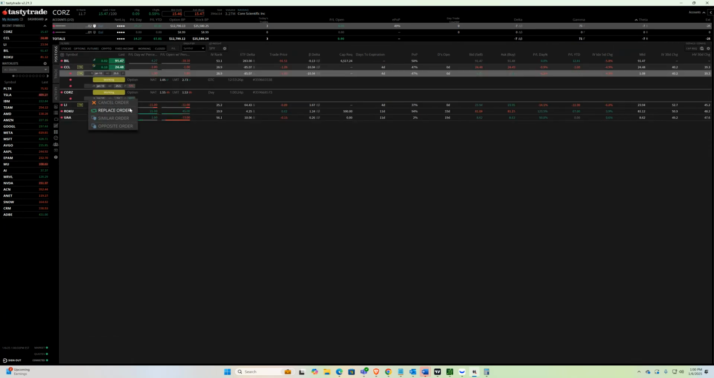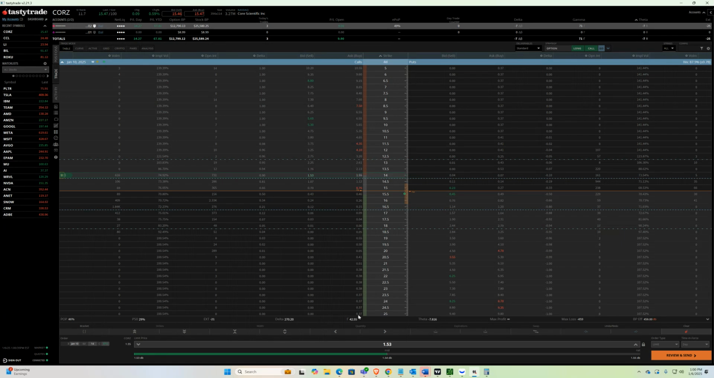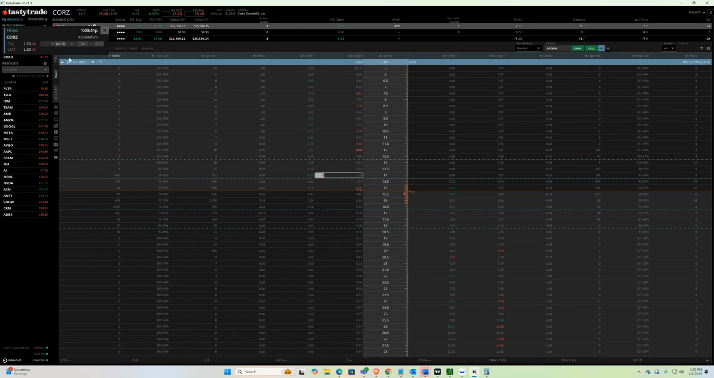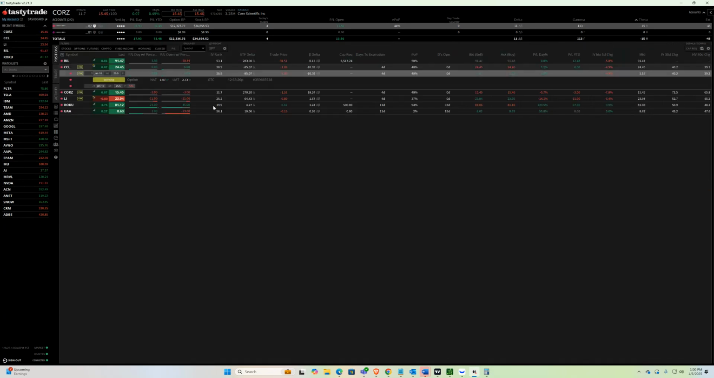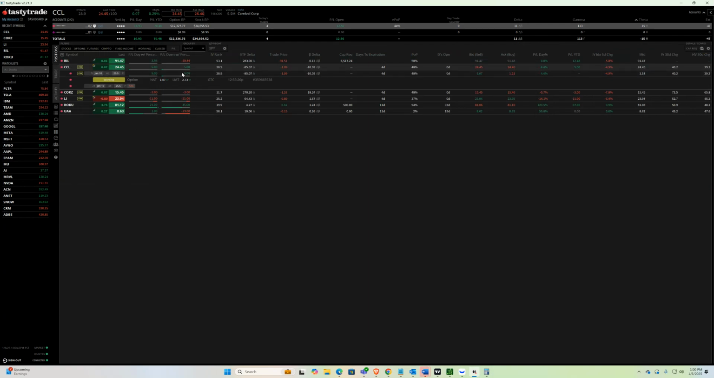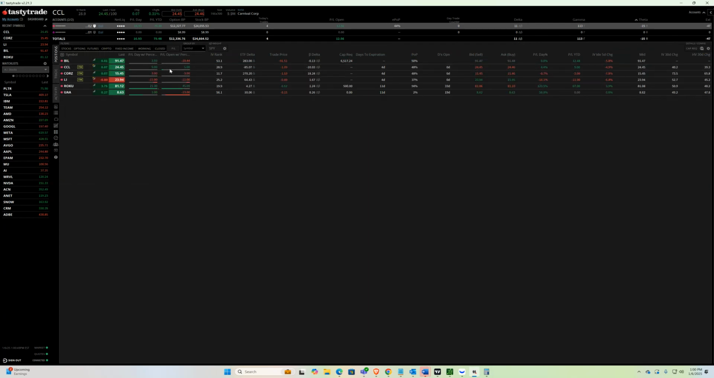So what we'll do is replace the order, reduce that quantity back to 1, since we're using it as an example. Oh, we got filled. All right, so whatever. Three contracts, not a big deal. So what you would just want to do is replace the order, go up a penny to work that order, so you can get the best available price if the bid-ask is spread.